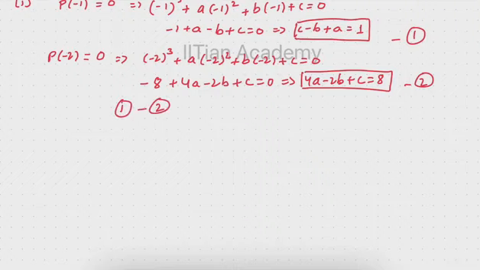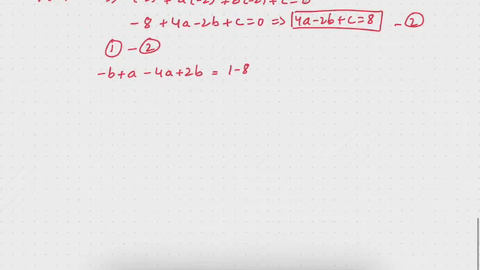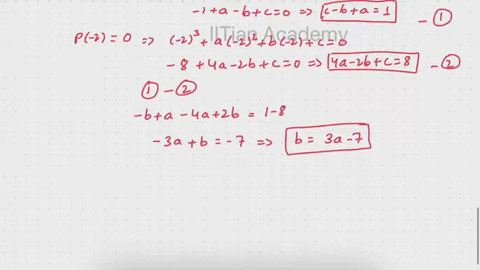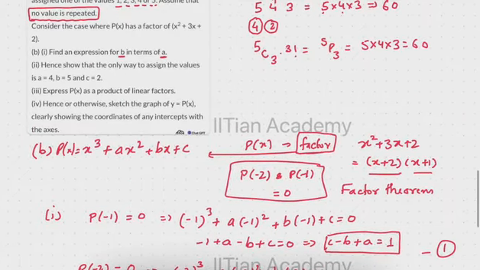So subtracting equation 1 minus equation 2, we get minus b plus a minus 4a plus 2b equals 1 minus 8. So what we get is minus 3a plus b equals minus 7, or b equals 3a minus 7. So this is the relation between a and b.